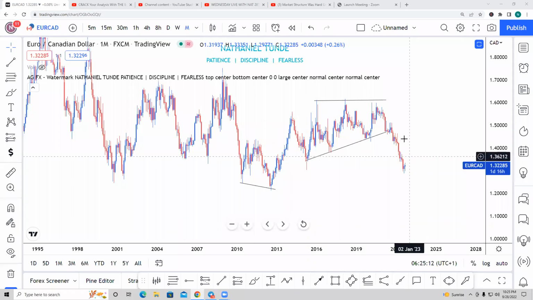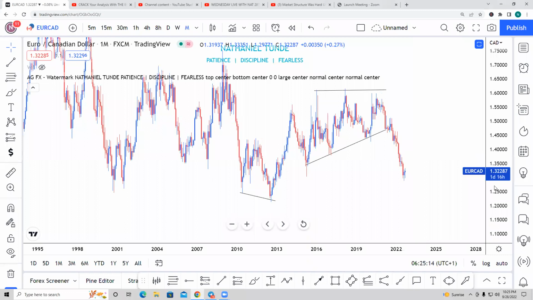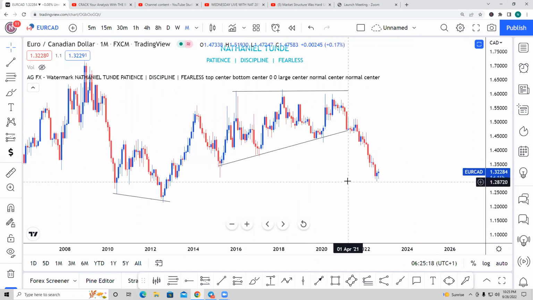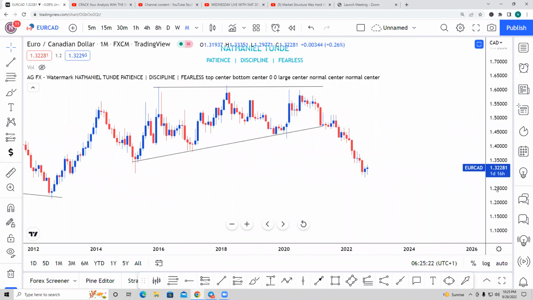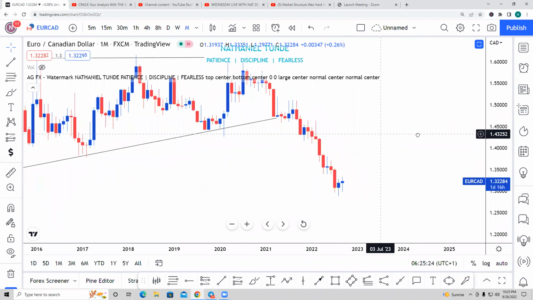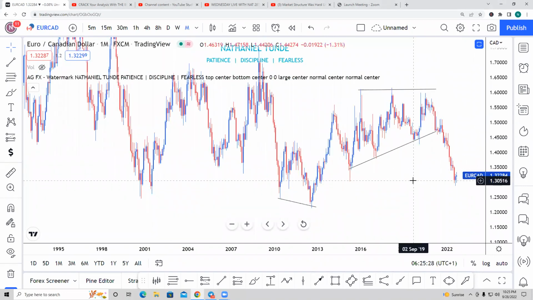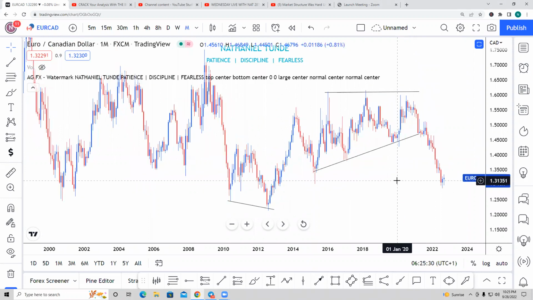Good day, traders. I want to give you a total breakdown of analysis of EURCAD so that you can keep it on your watch list. Of course, I do start this analysis from the monthly time frame.